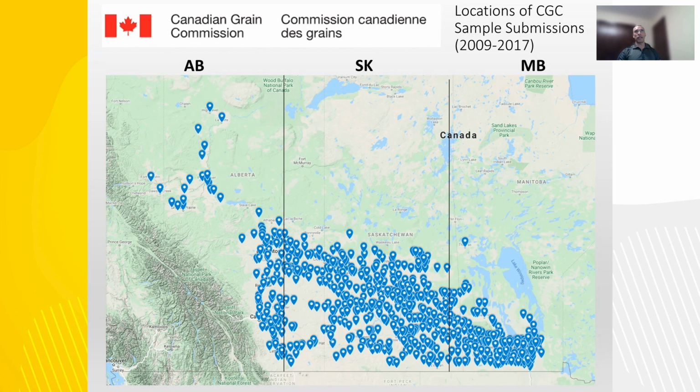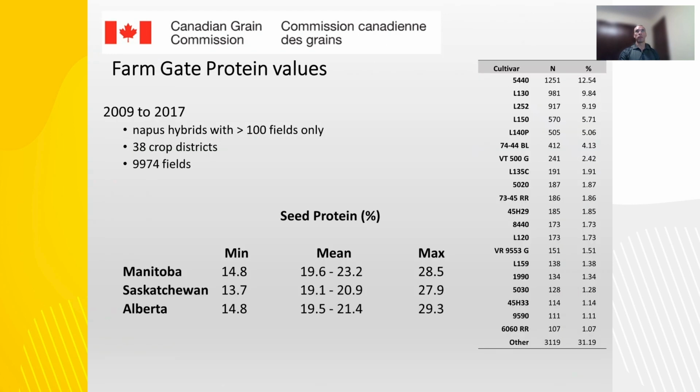So moving on to our first data set, this is the data we collected from the Canadian Grain Commission through Veronique. It covers the years 2009 to 2017, and these are sample submission locations. So these aren't the actual fields. We don't have that information. We only have submission location, which is typically an elevator or some grains buyer. And as you can see, it covers the canola growing region quite well.